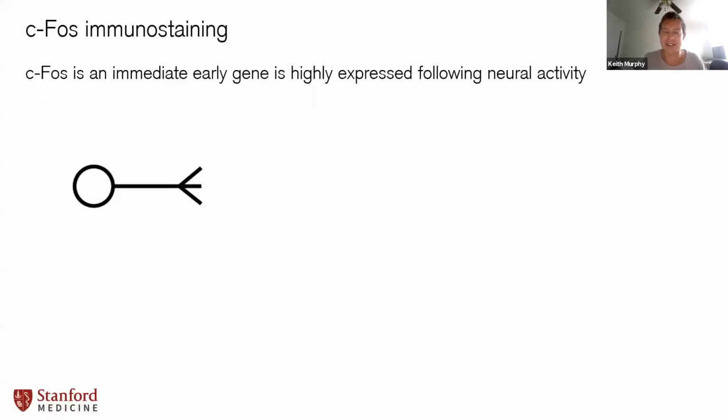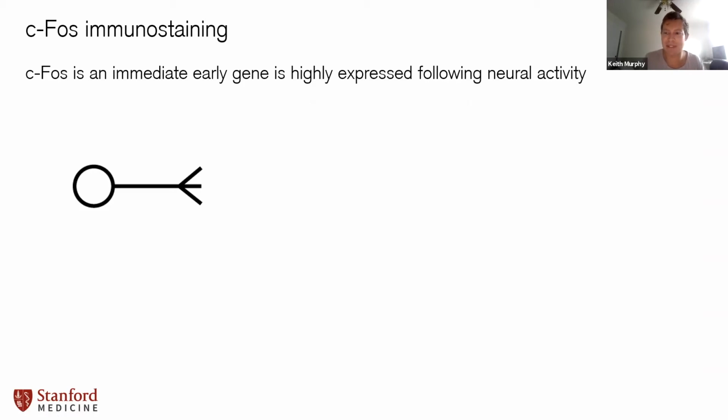Okay, the last method, which is a little older, so this method's been around, it's a staple of neuroscience. I think it's being used less and less, but this is something called Phos immunostaining. So Phos is an immediate early gene that's highly expressed following neural activity, as we have written here.